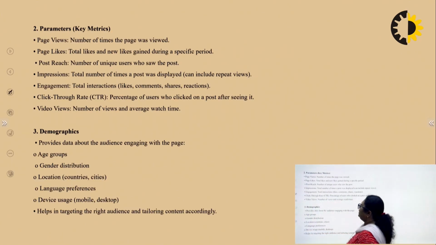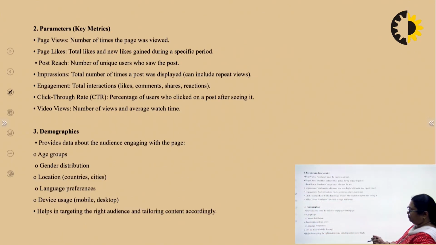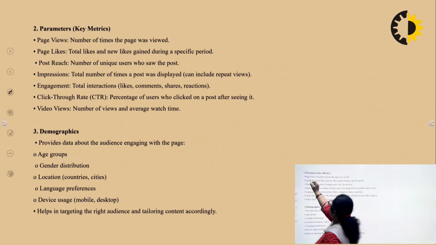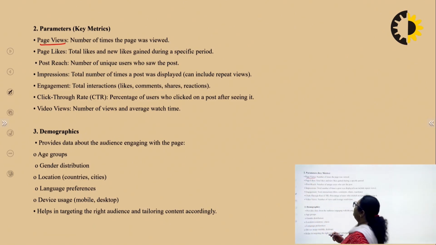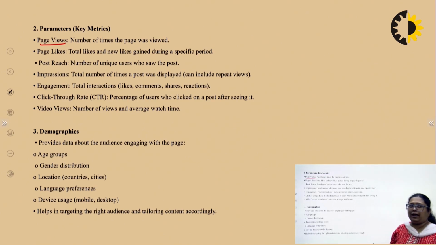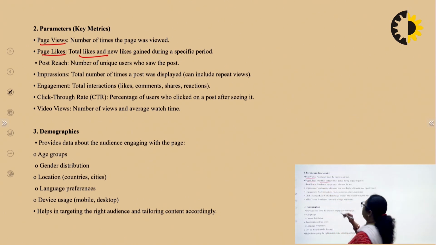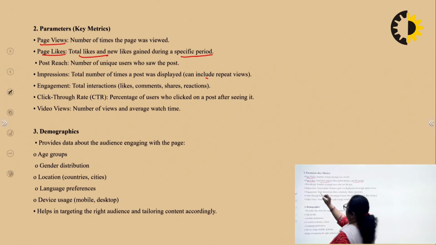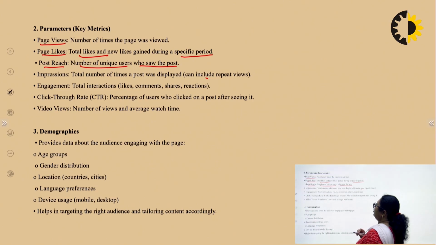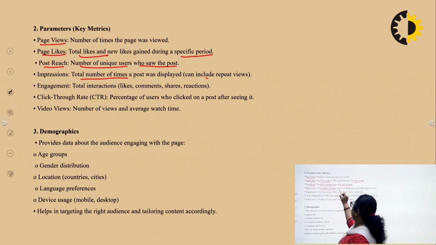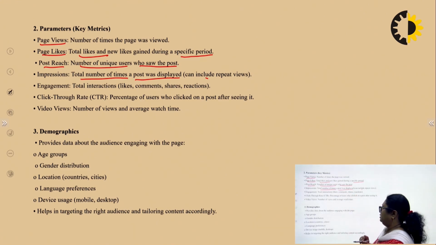What are the parameters or key metrics of Facebook analytics? Firstly, page views. Page views means the number of times users have visited that page. Next is page likes, the total likes or new likes gained in a specific period on that page. Post reach, the number of unique users who saw the post. Impressions, the total number of times a post was displayed.